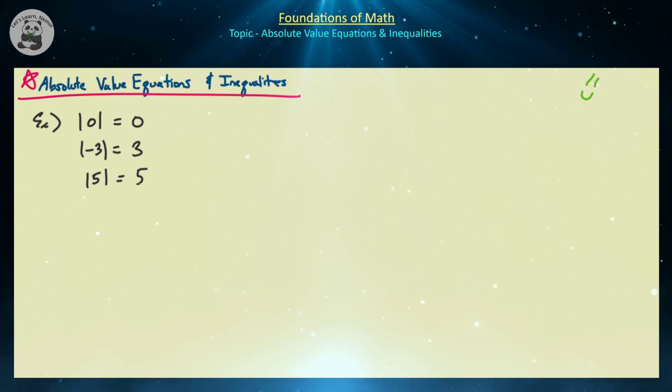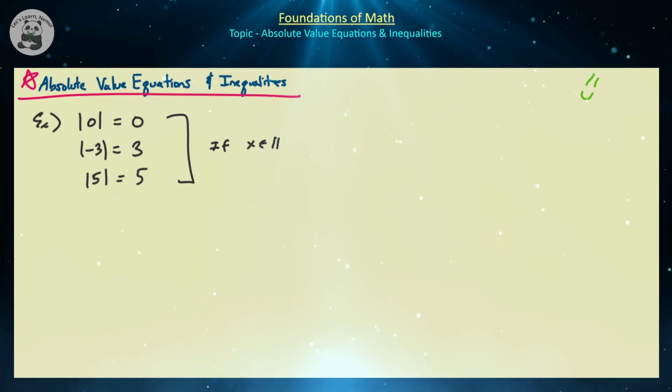And you don't have to just analyze numbers. For example, if x belongs to the reals, it could either be positive, negative, or 0. You could also do complex numbers as well.